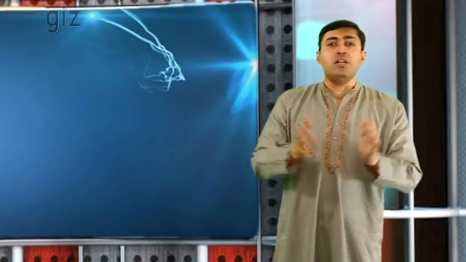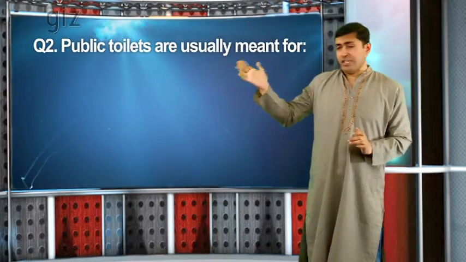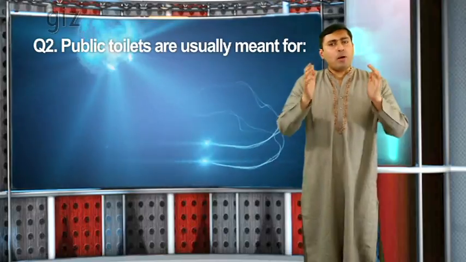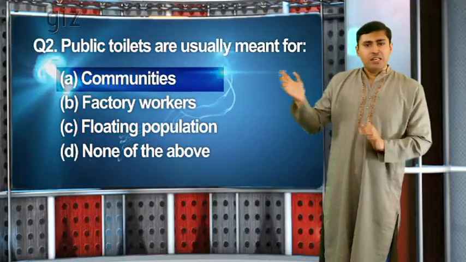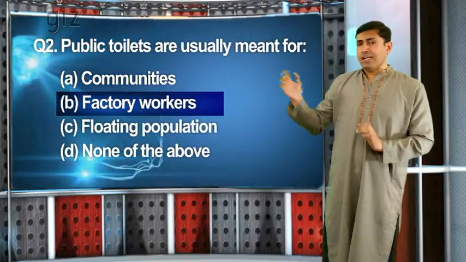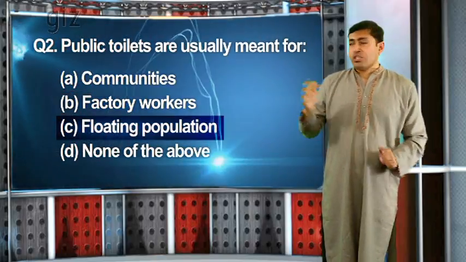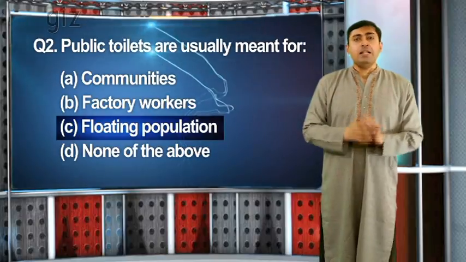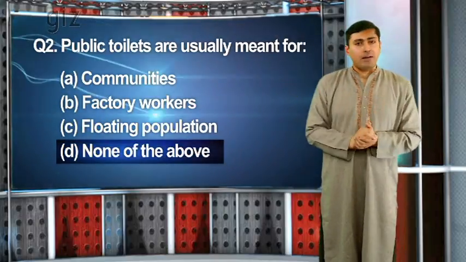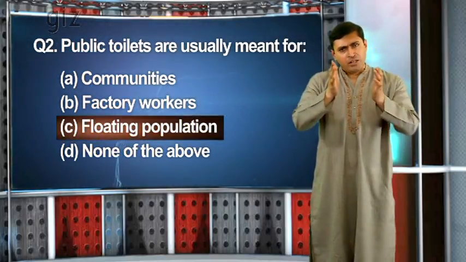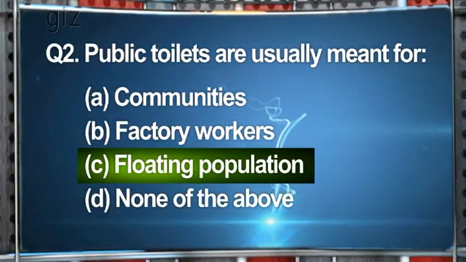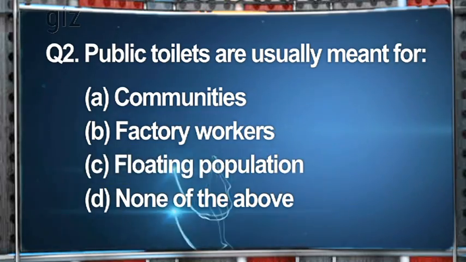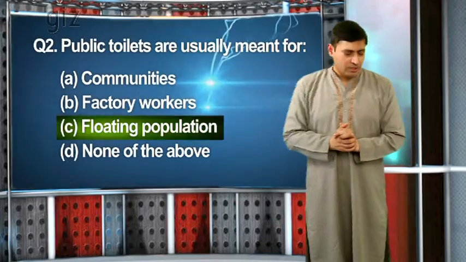Time for the second question, and here it is. Public toilets are usually meant for A, communities, B, factory workers, C, floating populations, D, none of the above. I heard you say C. Oh yes, that is the right answer. Floating populations happens to be the right answer.